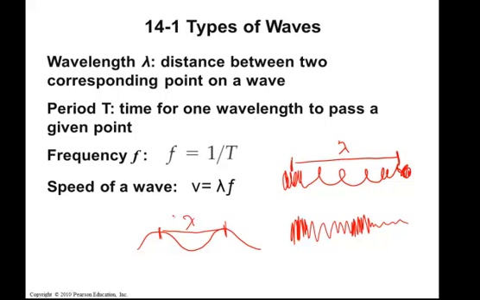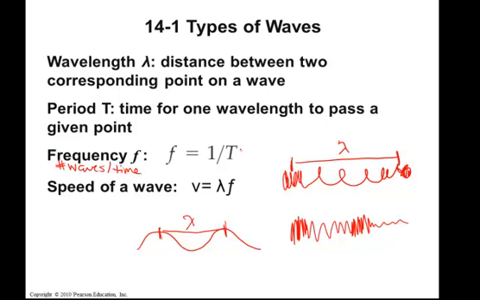The period is the time it takes for one wave to pass a given point. And period is time, so that's why it's given with a capital T. And frequency tells us the number of waves per second or per given time. So number of waves per time.